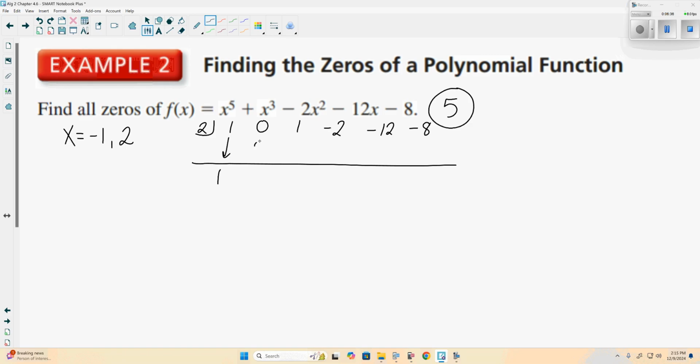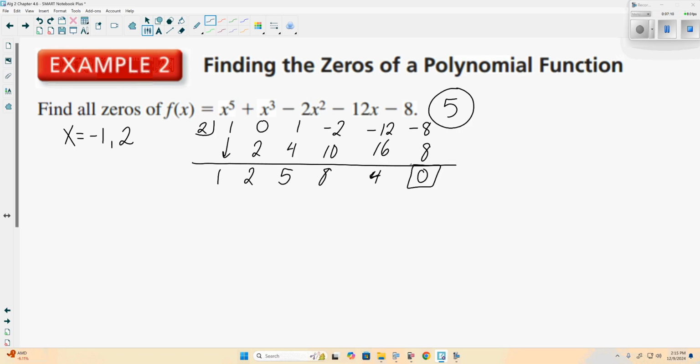2 times 1 is 2. 0 plus 2, 2. 2 times 2 is 4. 1 plus 4. Yes, thank you, 1 plus 4. 1 times 4 would be something different. 1 plus 4 is 5. 2 times 5 is 10, -2 plus 10 is 8. 2 times 8 is 16. -12 plus 16 is 4. 2 times 4 is 8.